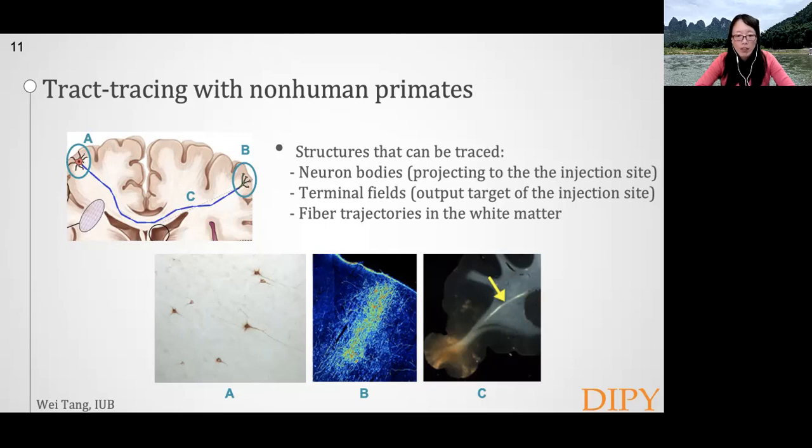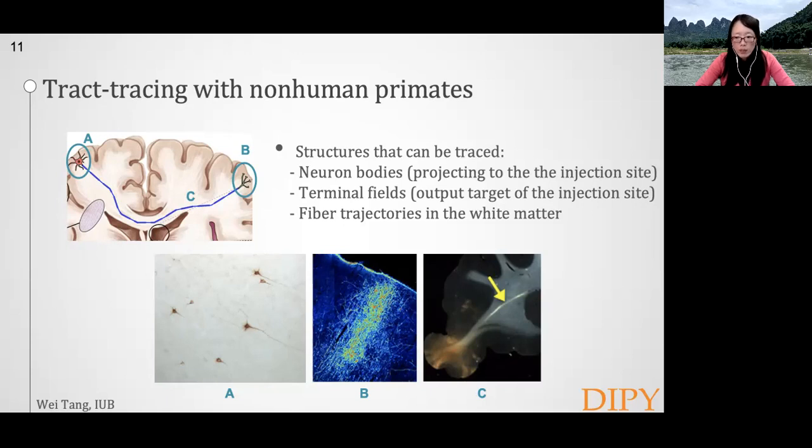The second type of labeling is the terminal fields. These are the destination of tracers that traveled downstream from the injection site, or so-called anterogradely. The terminal fields indicate to which brain areas the neurons from the injection site project to. Thus, these are the output destinations.